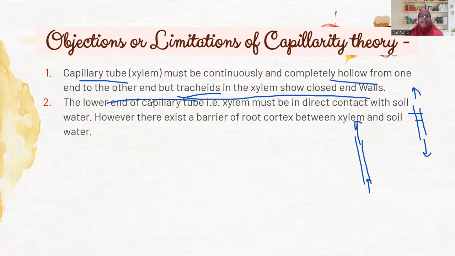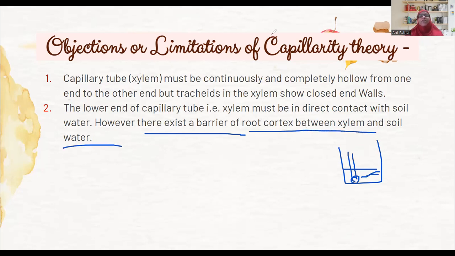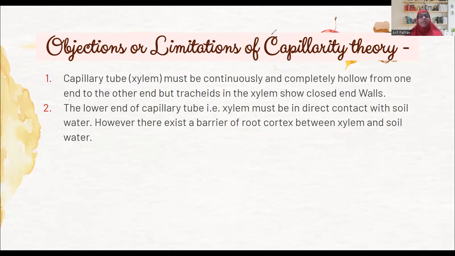The lower end of the capillary must be in direct contact with the soil. According to the example, this is a beaker, this is the water, and this is the capillary. The lower end has to be in contact with the soil water. But there is a barrier, the barrier of the root cortex. We saw all those: cortex, endodermis, epidermis, root hair. All those barriers are there. So how do we explain that for capillarity theory?